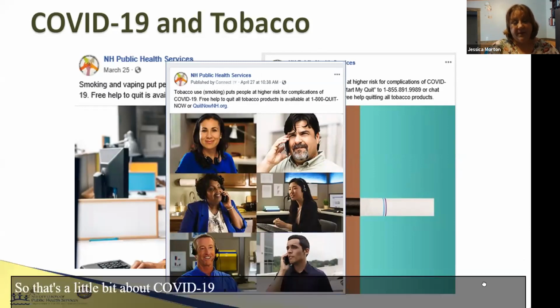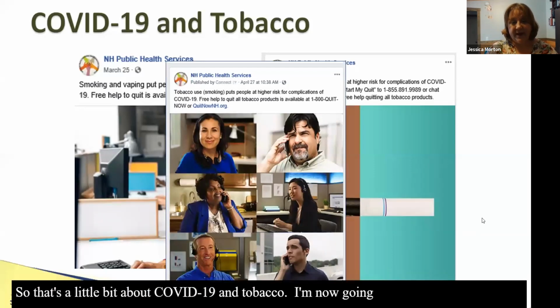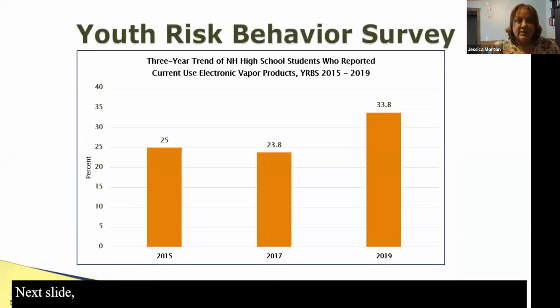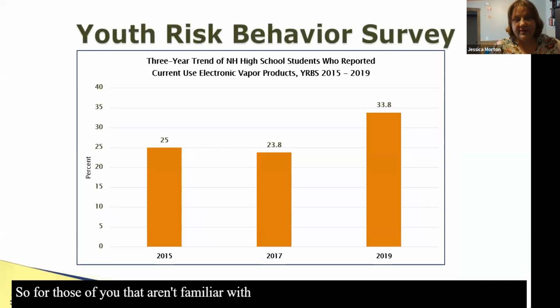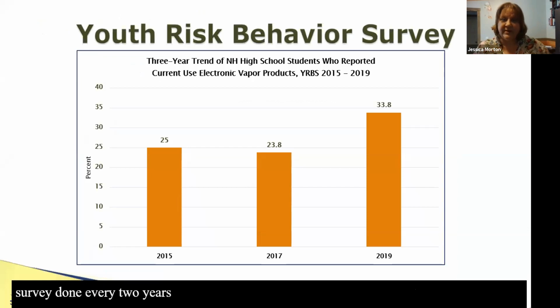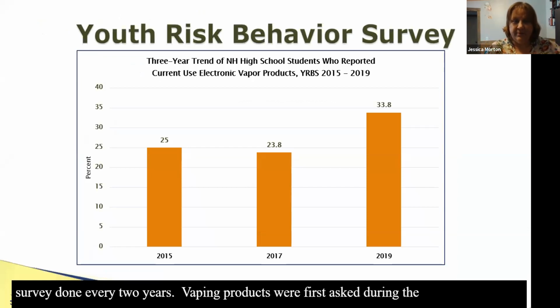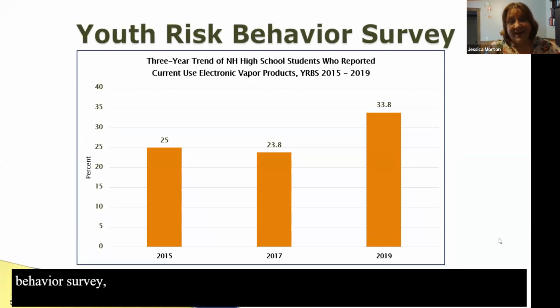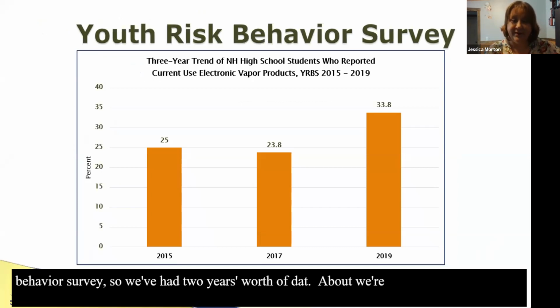I'm now going to jump into the Youth Risk Behavior Survey information. Next slide, Hannah. So for those of you that aren't familiar with the Youth Risk Behavior Survey, it's a survey that's done every 2 years. Vaping products were first asked during the 2015 Youth Risk Behavior Survey. And so we've had 2 years worth of data, but we're really excited to see 3 years worth of data because now we can do some trending.